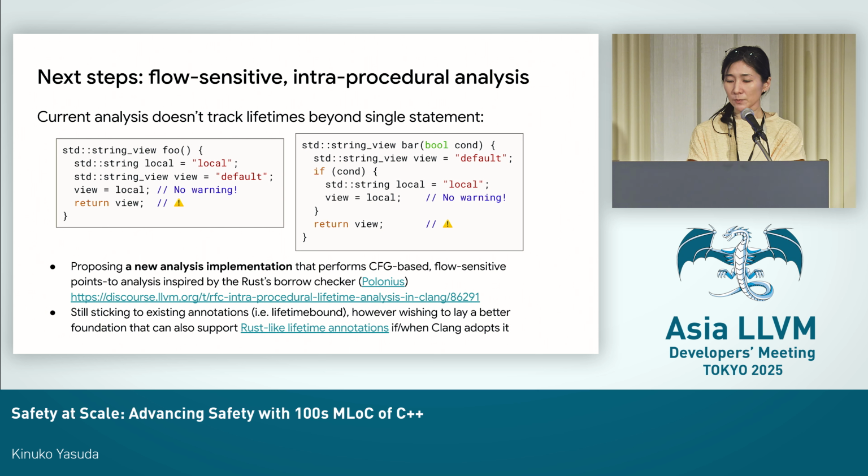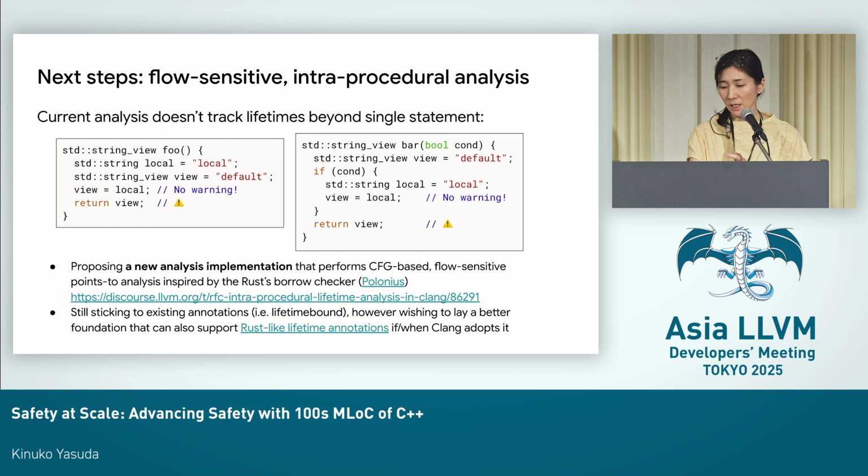As a next step, we are proposing to implement a new analysis that performs CFG-based flow-sensitive analysis so that it can catch violations across statements, finally. The basic design is inspired by the borrow-checking model for Rust. In short, it performs a form of points-to analysis where we track a set of loans, or borrowings, issued to a possible source of a pointer variable, and check if a loan is valid or expired across control flow.